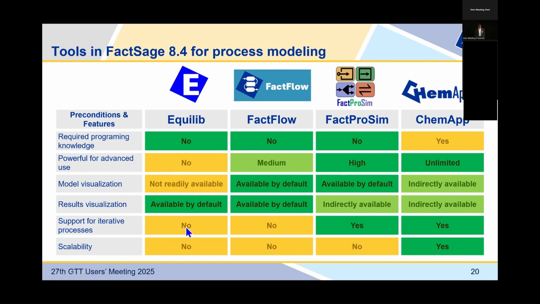Support for iterative processes. If you have recycling streams, some output stream of one process going back to the initial states, or you want to loop over some input amounts, then that is something you can do in FactProSim, and you can do, of course, with highest flexibility in ChemApp for Python. And then finally, scalability, as Florian already indicated earlier. If you really want to build something that you can scale up, then ChemApp for Python is a very nice tool to do that. Okay.